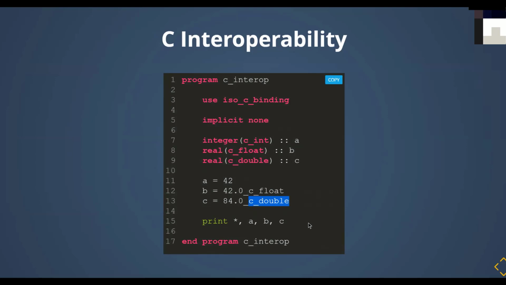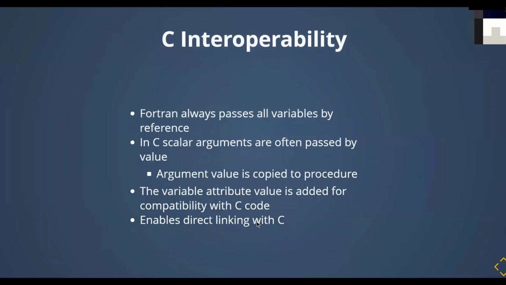This is mostly used when you want to link Fortran code with C code and make sure that the data types are the same. But it could also be used if you have data files you want to write in C and Fortran, and you want to make sure that the data type written to disk is binary readable by C. This could also be an option to use the C interop module.